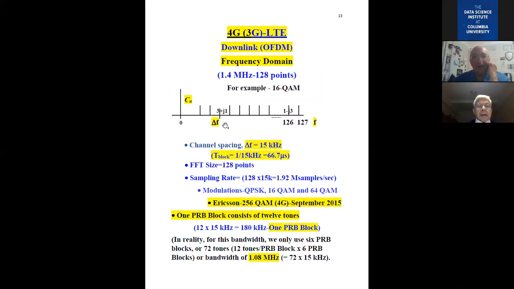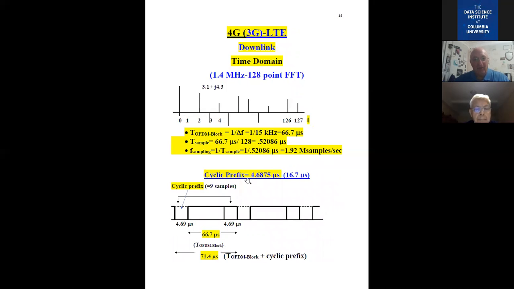Especially 3G, 3G was based on using FFTs anywhere from 128 points to 2,048 points. This is an example with 128 points, but what's important here is delta F. The tone spacing is 15 kilohertz. Which means that in the time domain, the length of each OFDM block is 1 over delta F, or 66.7 microseconds. And then they add on another 4.69 microseconds. This represents the buffer or cyclic prefix.